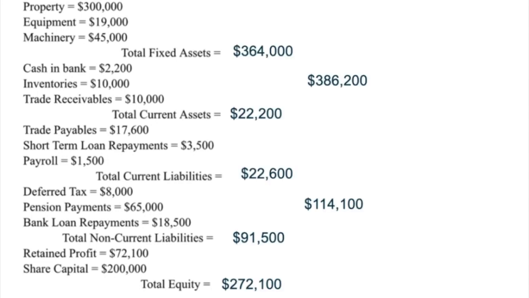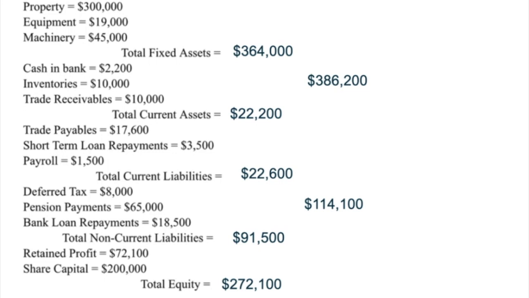So you should have got this. All right, so your total assets, you may want to add them up now, but they should be $386,200. If you added up your total current liabilities and your total non-current liabilities, then you should get $114,100. Now, and this is the important bit, and this is why it's called a balance sheet.